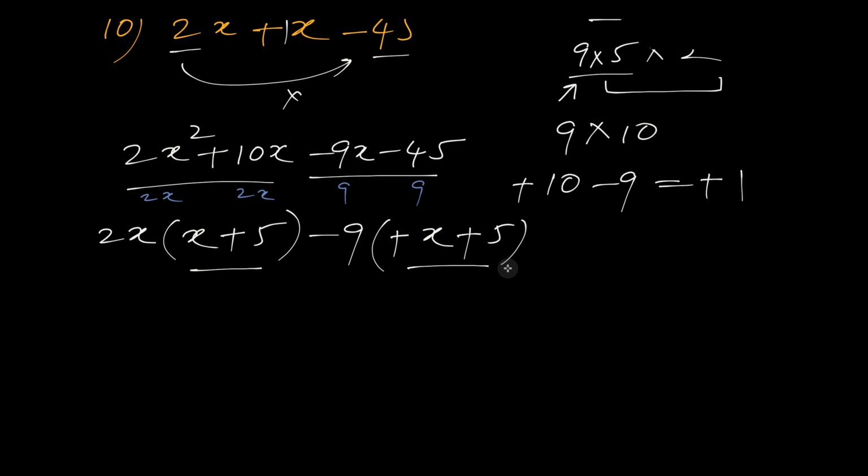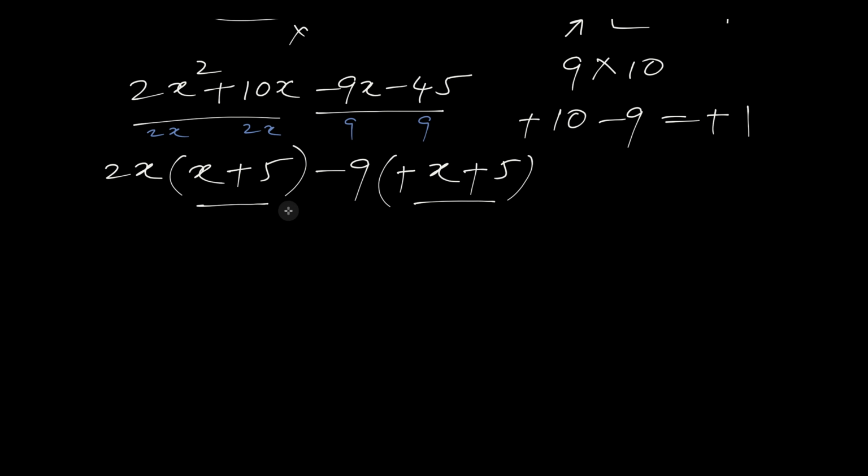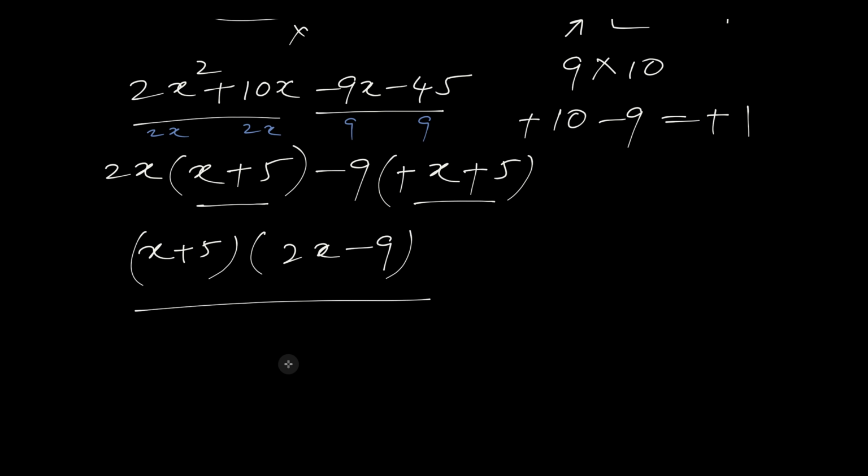Let's move this screen upward and we'll take x plus 5 one time and 2x minus 9 in another bracket. So this is going to be your answer. Now we'll jump on the next question, which is question number 11. What is that question?